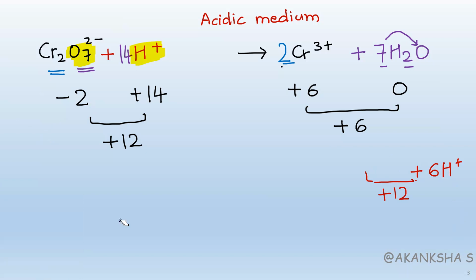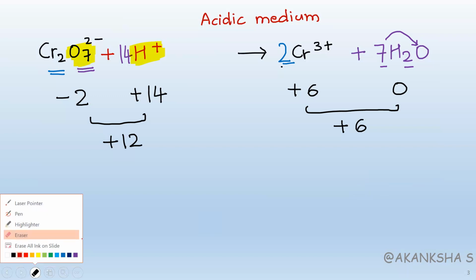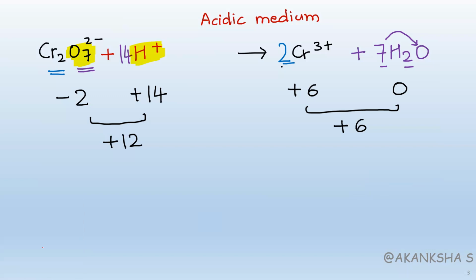What I usually suggest is, rather than making a plus charge into the picture, you prefer going with electrons. How electrons? Let's have a look. We have plus 12 over here, plus 6 over here. Let's say I want to convert this plus 12 into plus 6. So what I'll do is plus 12 and minus 6. What will this be? Plus 12 minus 6 results in plus 6.